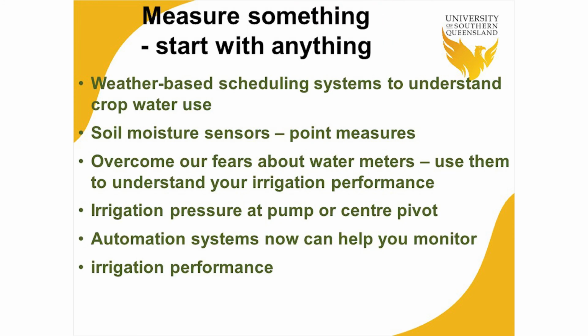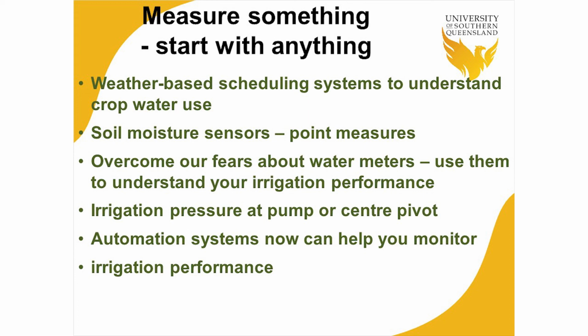So as I said, we need to be able to just start with something. Whenever you're trying to improve your irrigation performance, get in there and measure something. Start with any tool you can find or anything you can use. The previous example was one of a weather-based irrigation scheduling system. There are many others available. A fair few of them are free. Begin the process of measuring to manage.